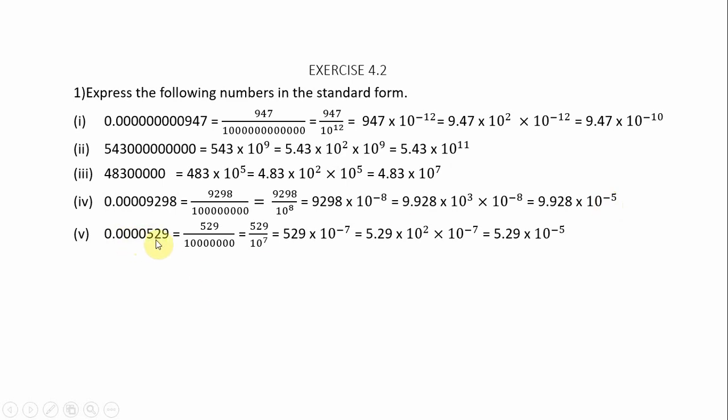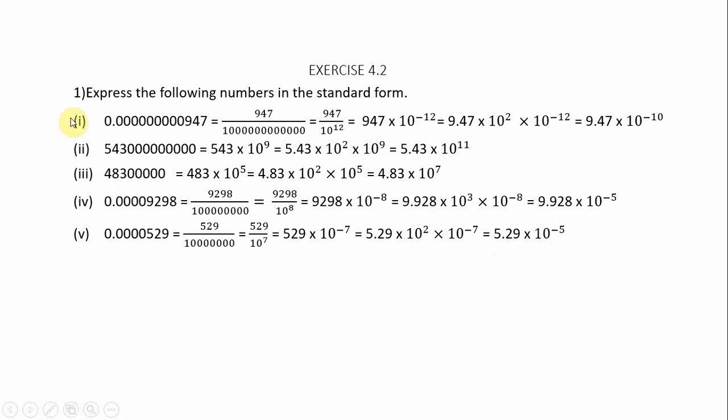1, 2, 3, 4, 5, 6, 7. So here 7 digits are there after the decimal. So I have written 529 by 10 to the power of 7. When it is taken to your numerator, it becomes minus 7. We need 5.29, and after the digit you have 2 digits after the decimal. So it is 10 to the power of 2 into 10 to the power of minus 7. 2 and minus 7 is equal to minus 5. So 5.29 into 10 to the power of minus 5. So first one, fourth one and fifth one are alike.